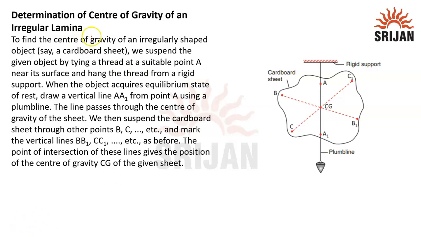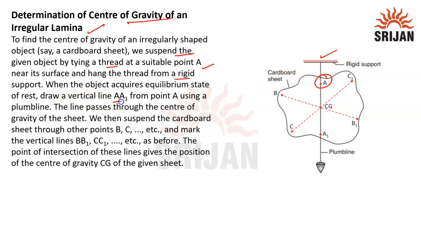Now if we have to determine the center of gravity of an irregular lamina, how will we do it? To find the center of gravity of an irregularly shaped object, let's say we have a cardboard sheet, we suspend the given object by tying a thread at a suitable point A. Here we have tied the thread near its surface and hang the thread from a rigid support. Now when the object acquires equilibrium, meaning after some time the object will be stable and not moving, that is the equilibrium state of rest.